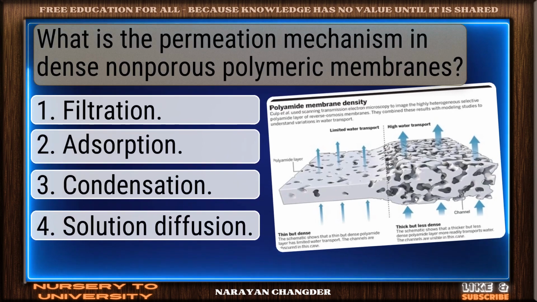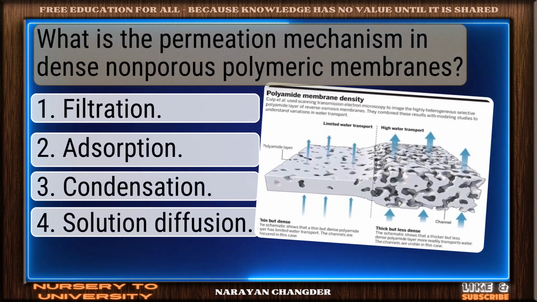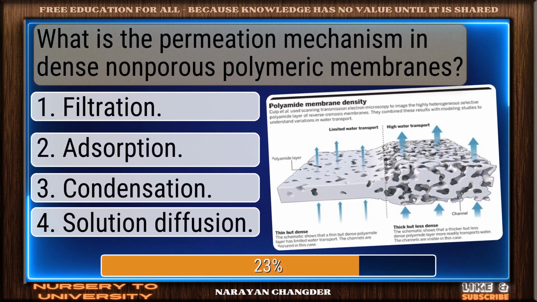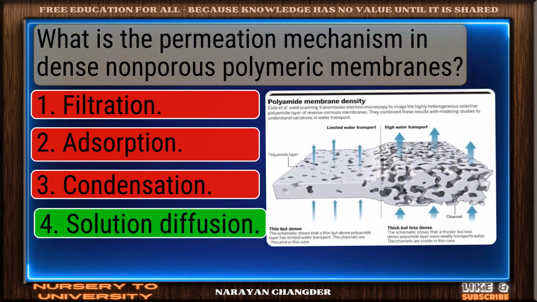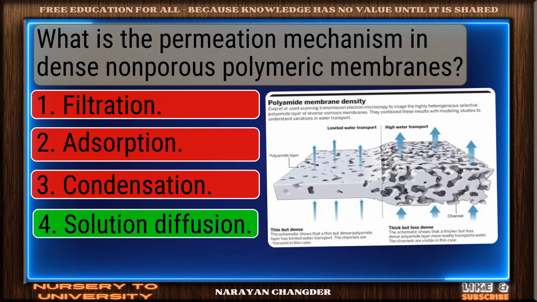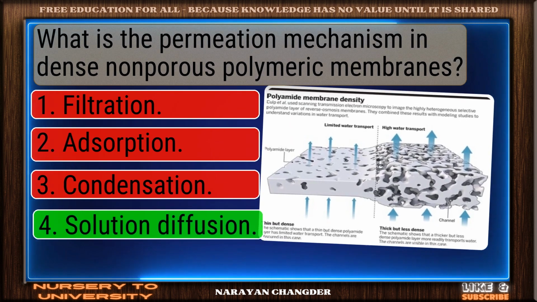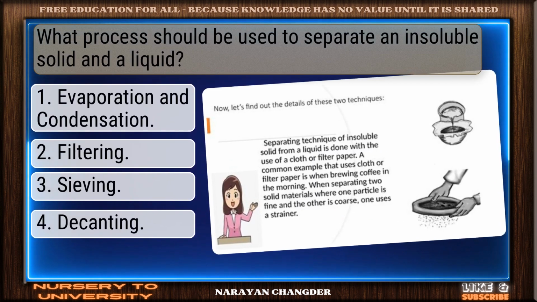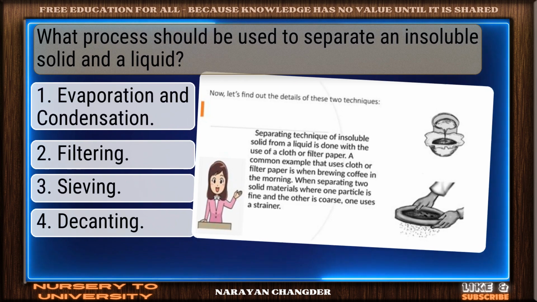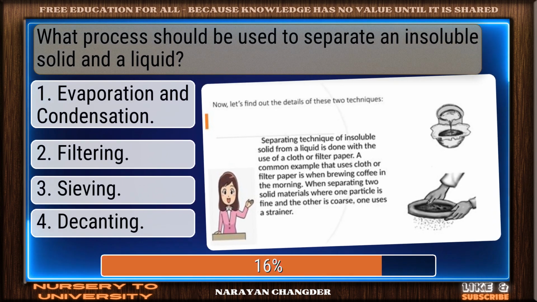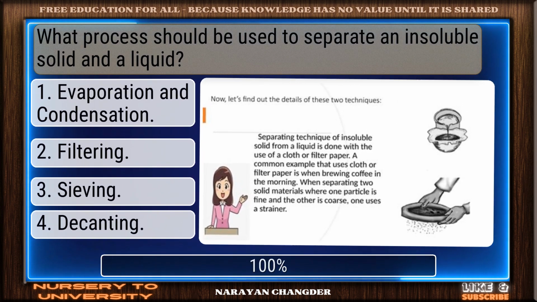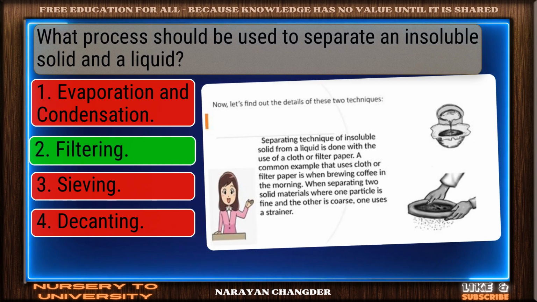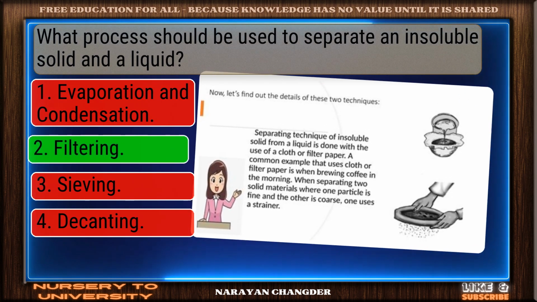What is the permeation mechanism in dense nonporous polymeric membranes? On track. Solution diffusion is the correct answer. What process should be used to separate an insoluble solid and a liquid? Smart move. Filtering is an accurate answer.